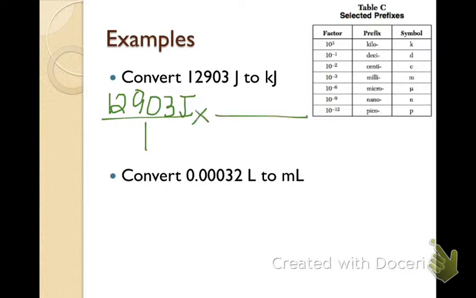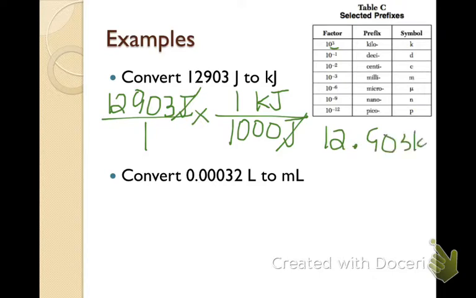So between joules and kilojoules, well, I know that for every 1 kilojoule, there's 1,000 joules. Let's think about why I put my numbers the way I did. I have kilojoules on top because that's the unit that I want. Joules are on the bottom. I want to get rid of it. And in fact, I have joules here and there. I can cancel them right out. So then I have 12,903 divided by 1,000, which still gives you that same number as you had before. Okay, so that's one way.